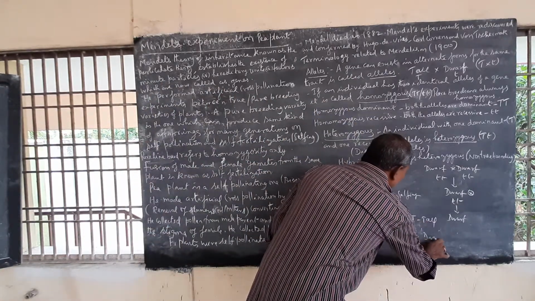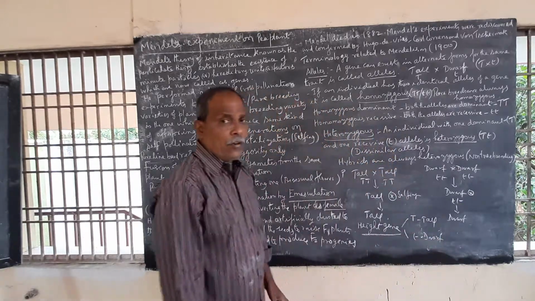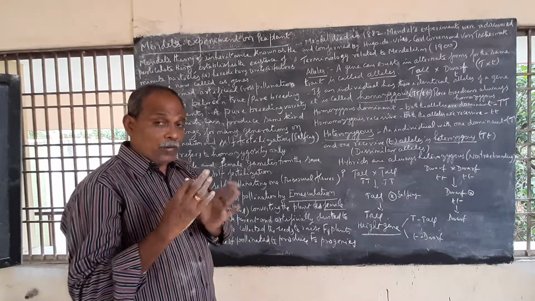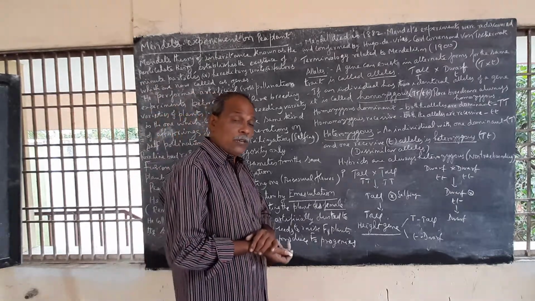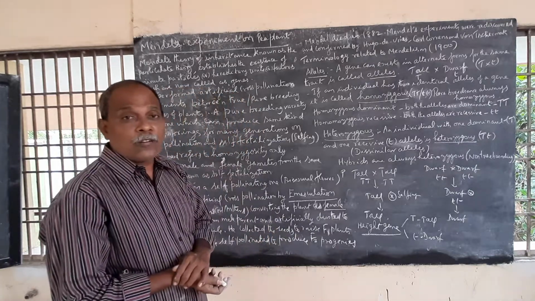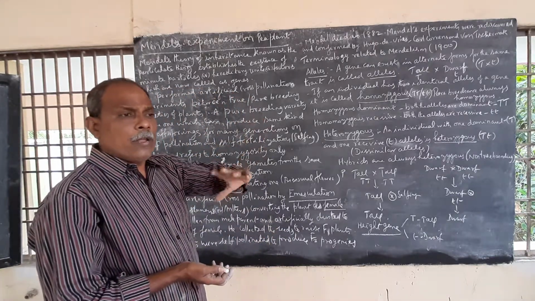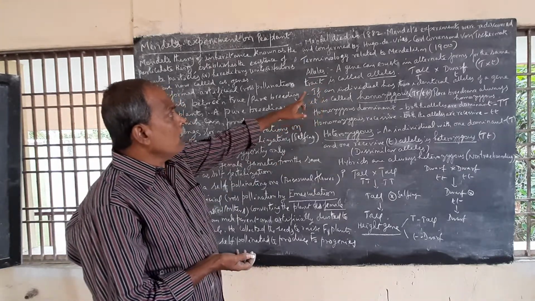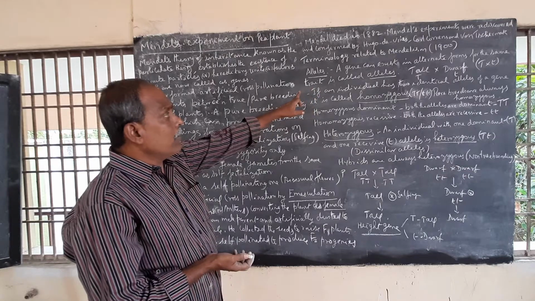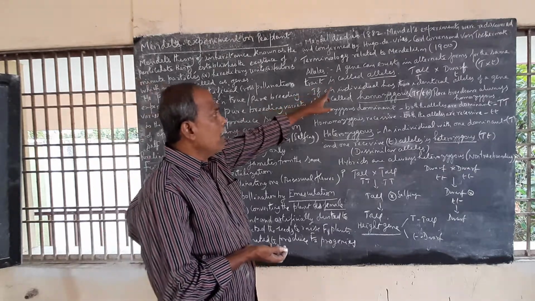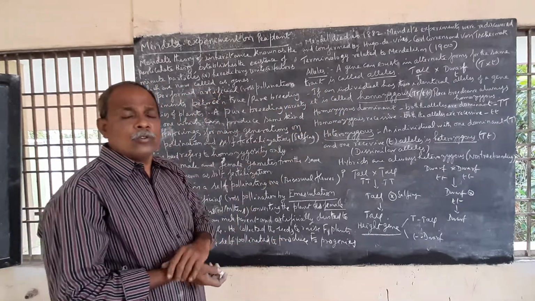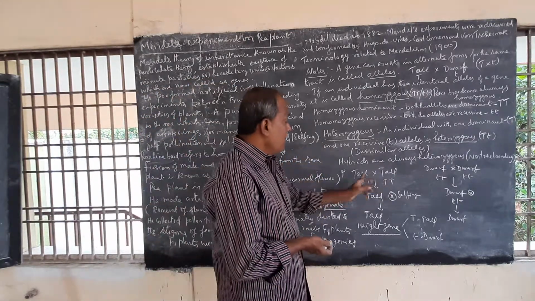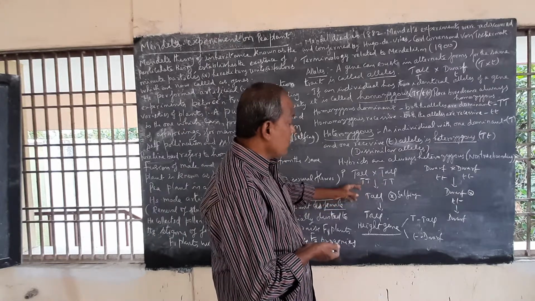Tall, dwarf: contrasting characters. When you get the tall character, you won't get the dwarf character. When you get the dwarf character, there won't be a possibility of getting the tall character. That's what contrasting characters are. Alternative forms of the same gene responsible for the determination of contrasting characters are commonly called alleles. The gene can exist in alternative forms for the same trait. Same trait means character. These are called alleles.